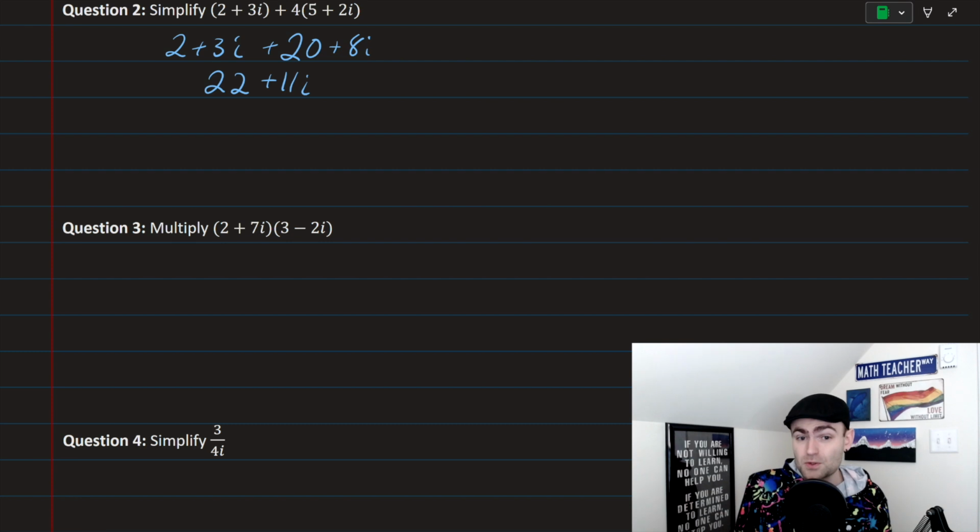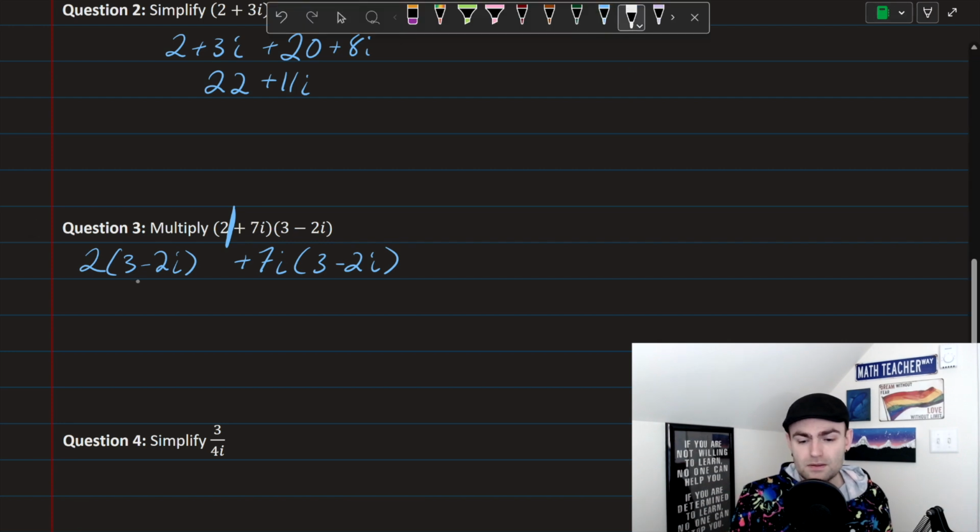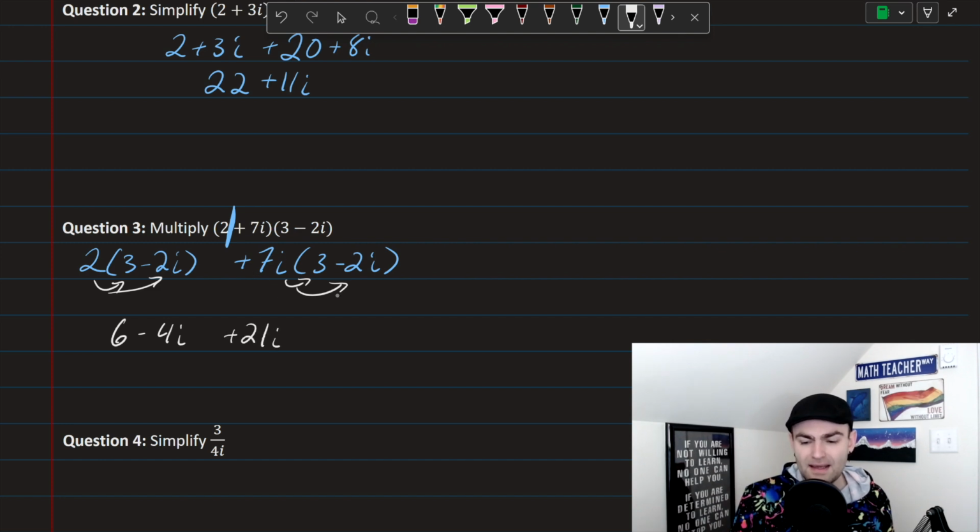So this we're going to distribute like we would before, where I like to make a little cut between each of the terms, separate them, so 2 and then plus 7i, and then each of those gets the 3 minus 2i. Now I can distribute. So if I distribute this 2, I get 6 minus 4i from the left one, and the right one, I get plus 21i and negative 14i squared.